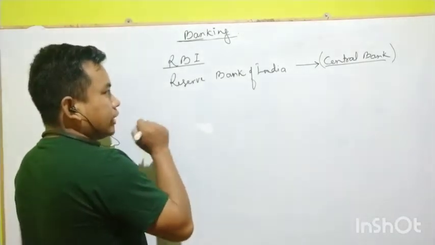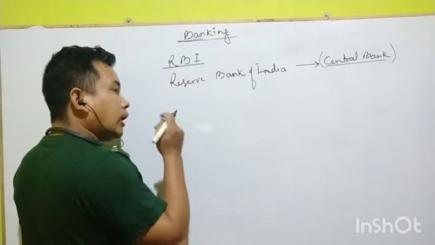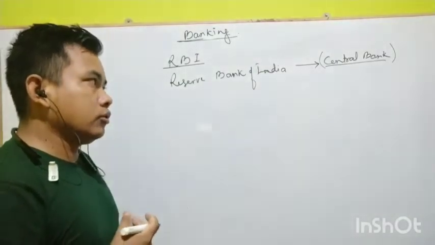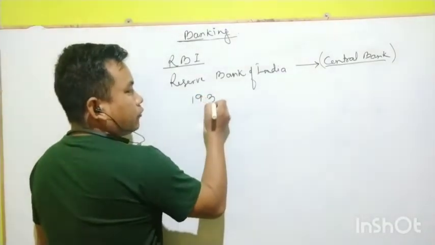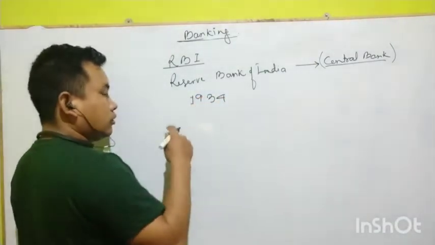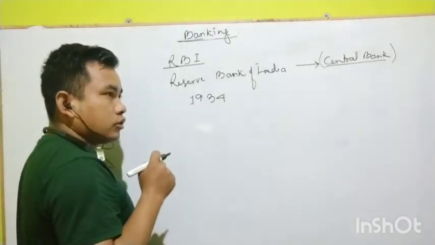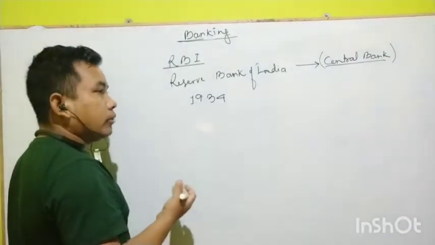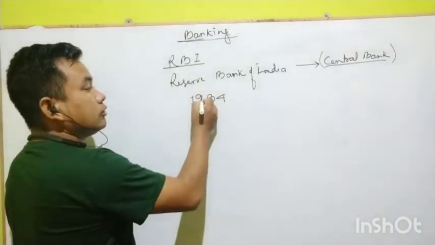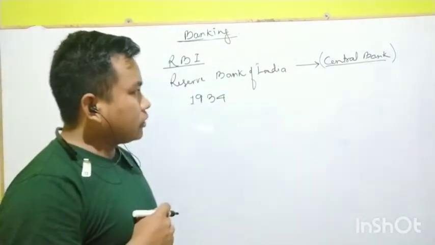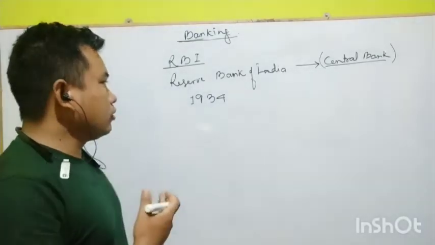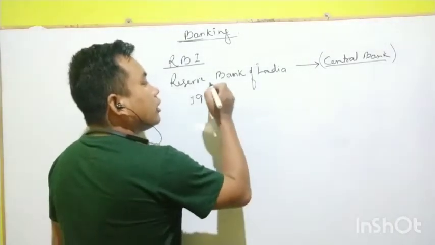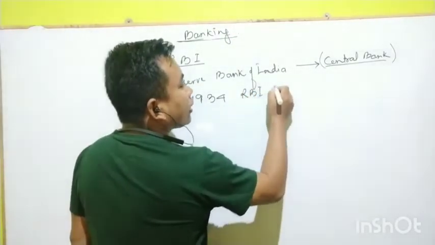Now, the Reserve Bank of India was already introduced way back in the year 1934, when we were under the rule of the British, before India became independent. The Constituent Assembly felt that we need a central bank, because as a country India needs a central bank to run the economy. So in 1934 the Reserve Bank of India Act was passed.